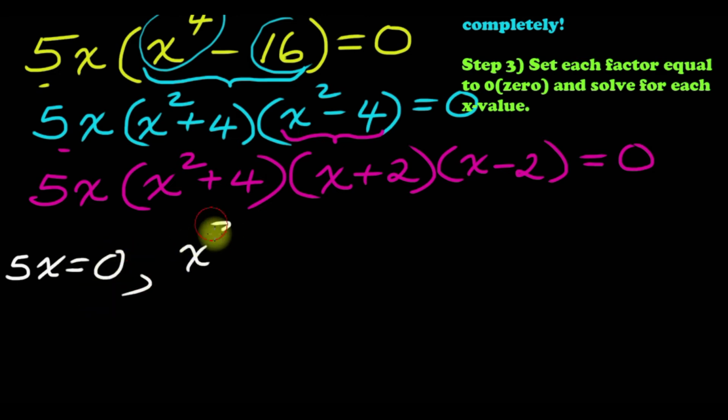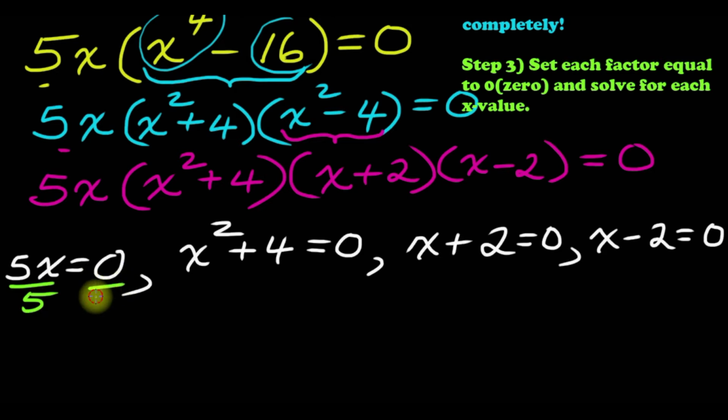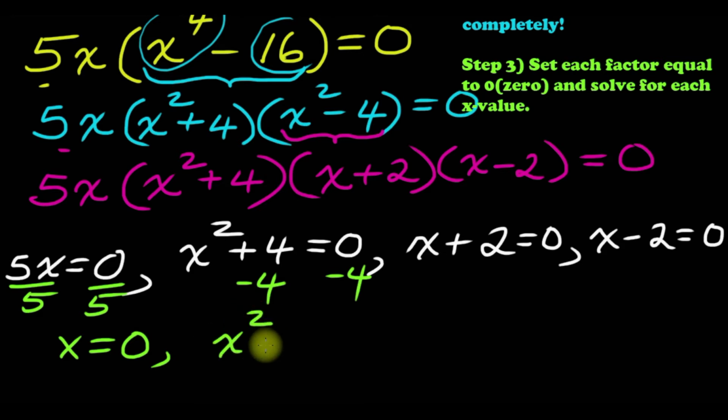x squared plus 4 equals 0, x plus 2 equals 0, and x minus 2 equals 0. To solve for x here, you divide by 5, so x is 0. And then here you take away 4, so minus 4, minus 4. So you have x squared equals negative 4.